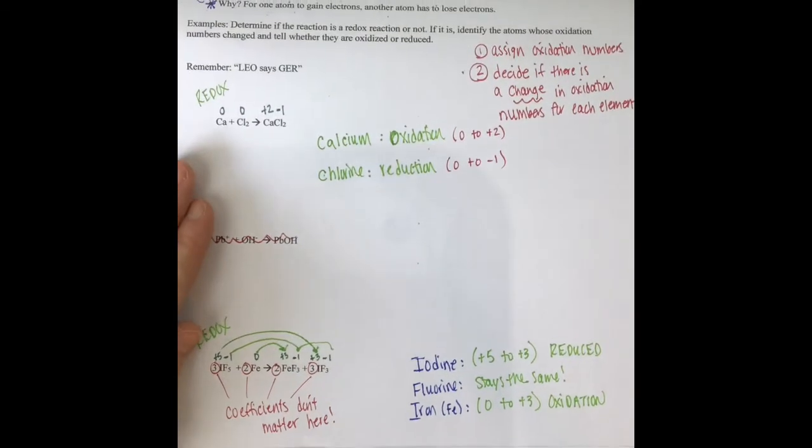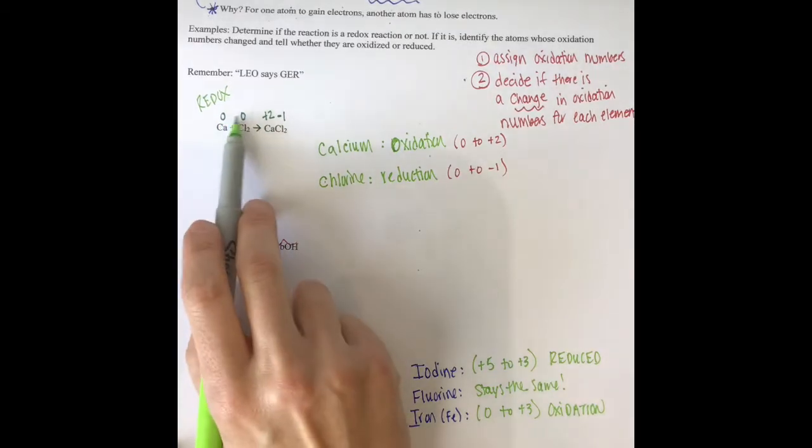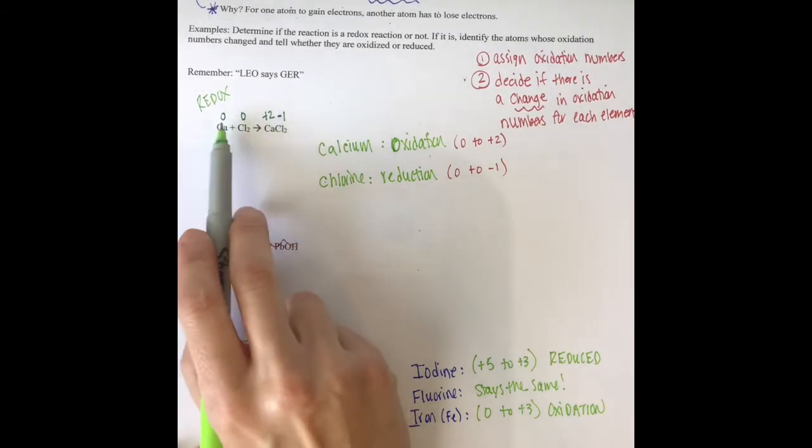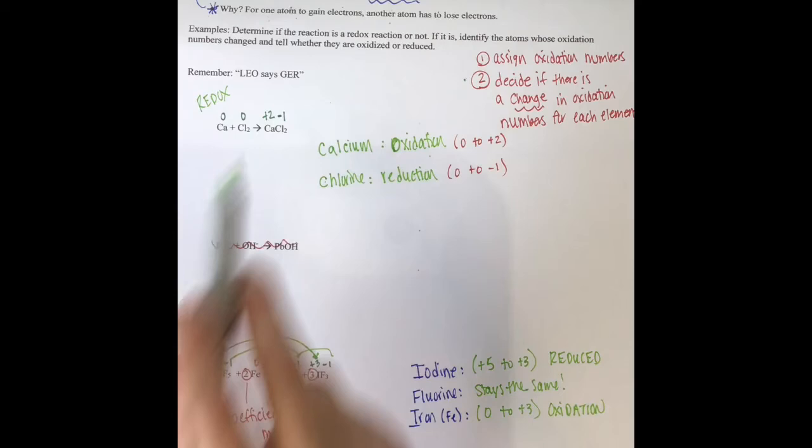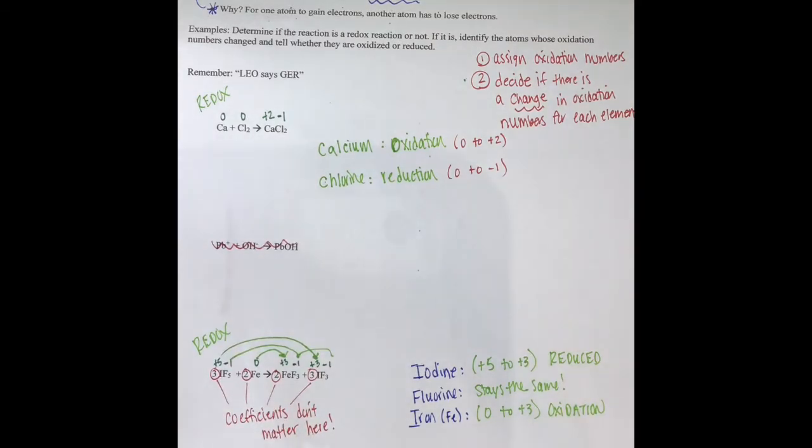Okay, so I think you guys see it's really important to assign your oxidation numbers and make sure they're correct, and then just carefully follow each element through the reaction and decide if it's being oxidized or reduced.